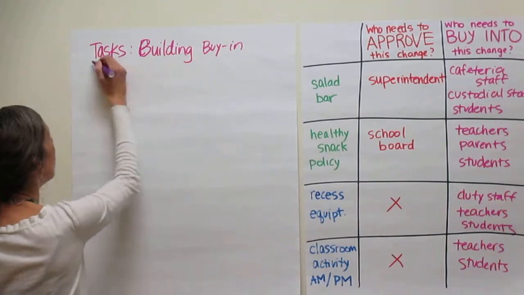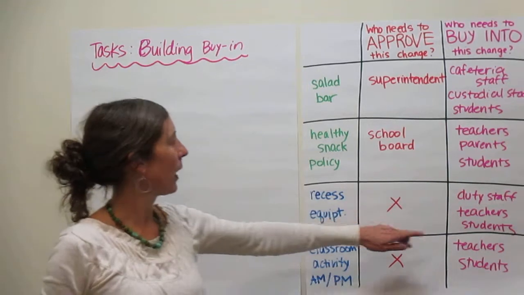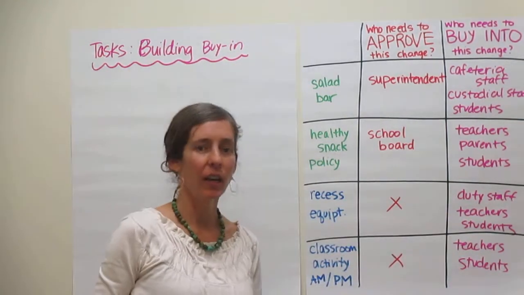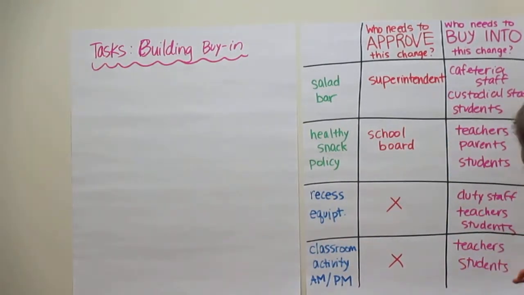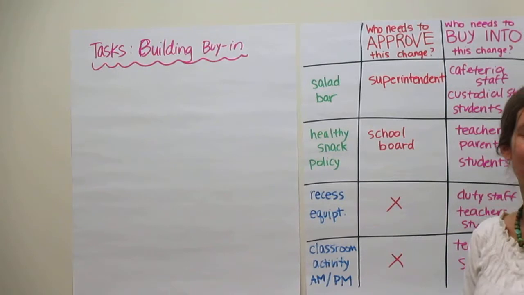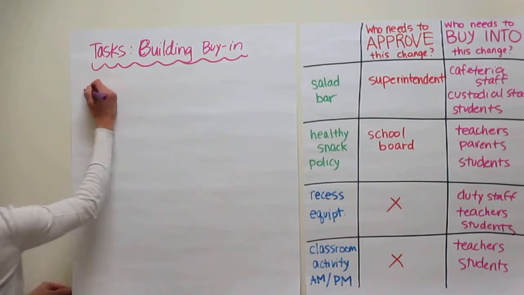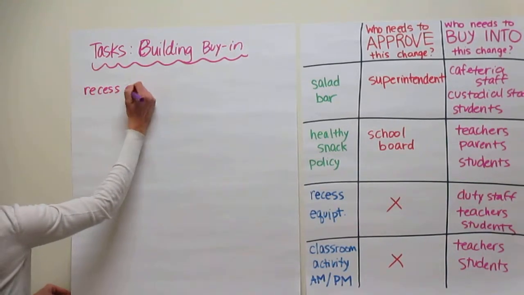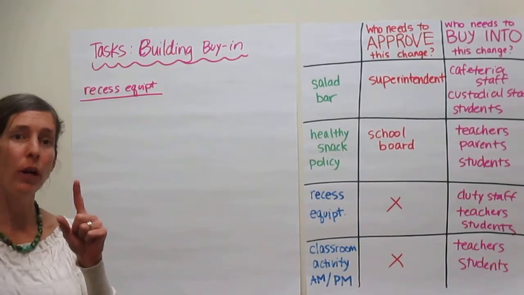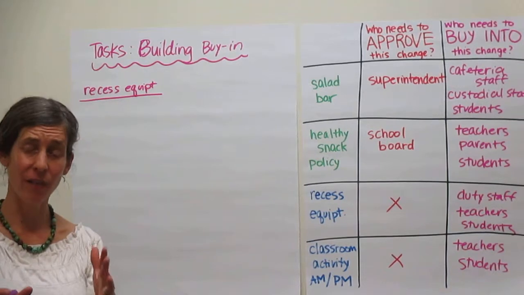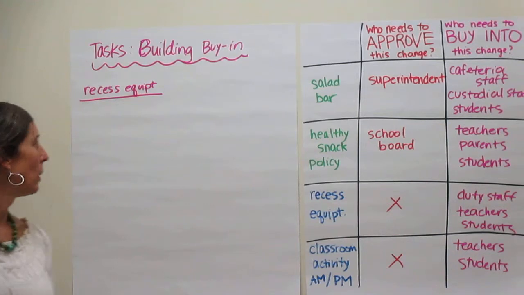So thinking about who we need buy-in from related to the recess equipment, we have the staff on duty, the teachers, and of course the students. So how can we get buy-in? Let's start with students. Do you have any ideas about how you can get buy-in from the students? Oh, that's a really good idea. So let me write up here, recess equipment. Remember we want to keep our tasks on one card, one task per card. We want to keep them specific and doable, so we make sure that everyone knows what to do and so that they can get done between meetings.